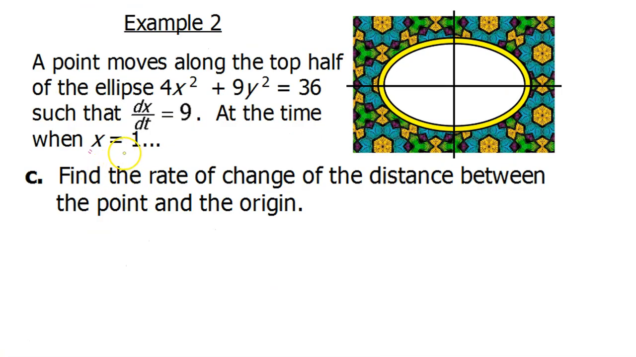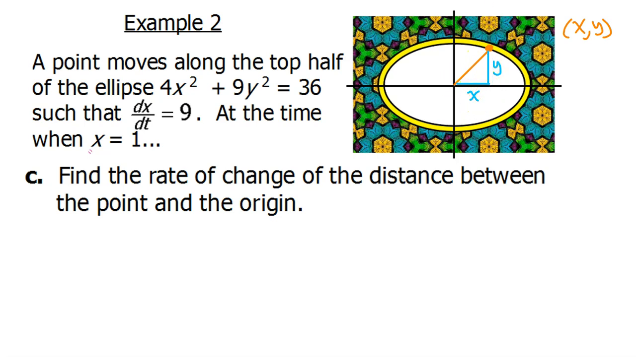Part C. When x equals 1, find the rate of change of the distance between the point and the origin. We are talking about a point that's moving across the top half of this ellipse. This point has the coordinates x, y. But if you made a little right triangle out of it, then this leg, the vertical part of the right triangle, would have a length of y. You know, it's the y coordinate of this point. And the horizontal piece would be x.